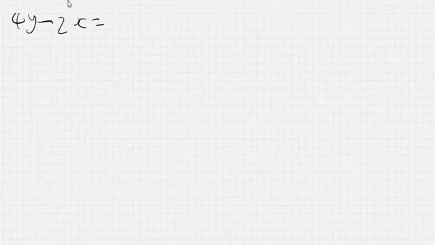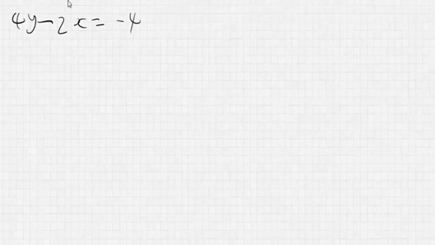Now, in the course of learning how to draw a straight line graph, we're going to look at how to compute our table of values. Alright, so let's begin with this problem I have here. We have to draw the graph, and we have 4y minus 2x equals -4.